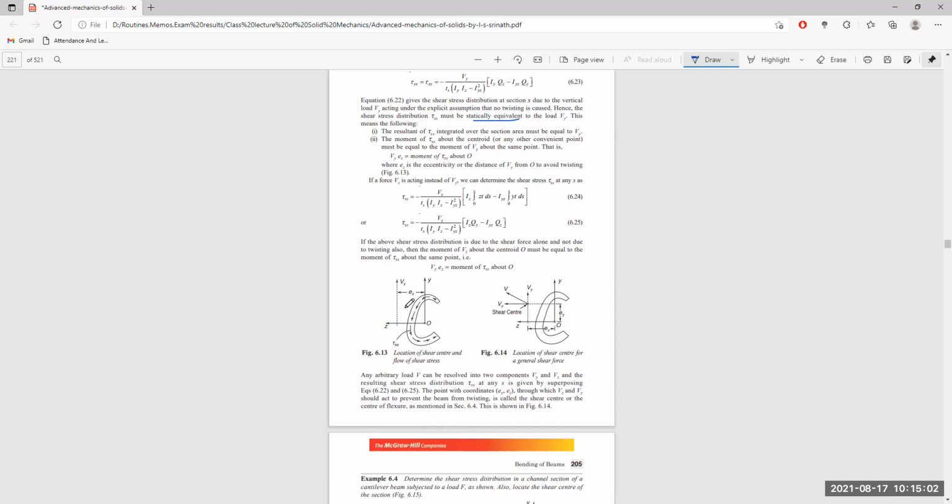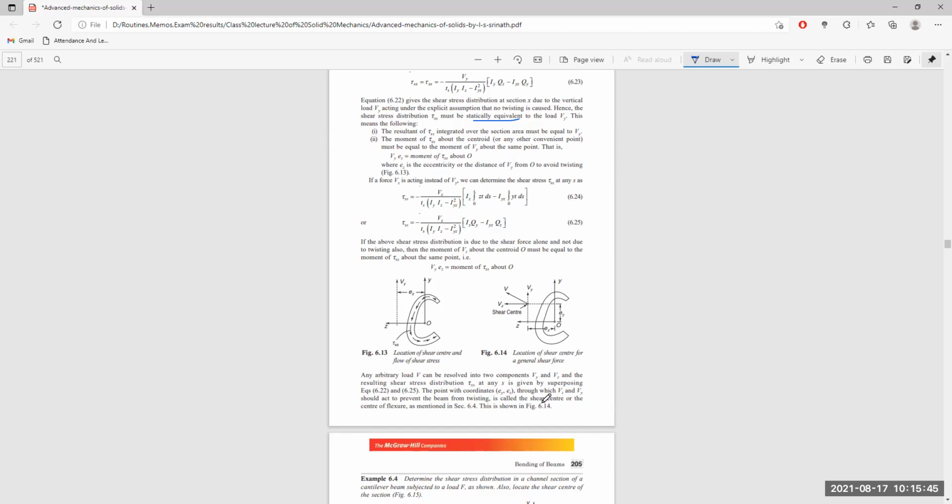So what is shown? This is Vy, this is the centroid, this is the y axis, this is the z axis. This is the eccentricity epsilon z. The moment of Vy must equal the moment of this shear stress tau xy about the same point O. Only then will it not create an external torsion. For an arbitrary load, V can also be resolved into two components, Vy and Vz, and the resulting shear stress distribution at any s is given by superposing equations 22 and 25. The point with coordinates epsilon y and epsilon z through which Vz and Vy should act to prevent the beam from twisting is called the shear center.